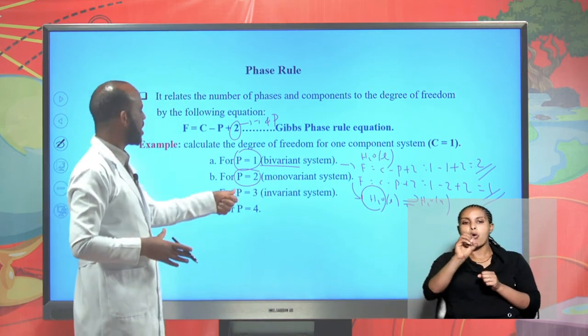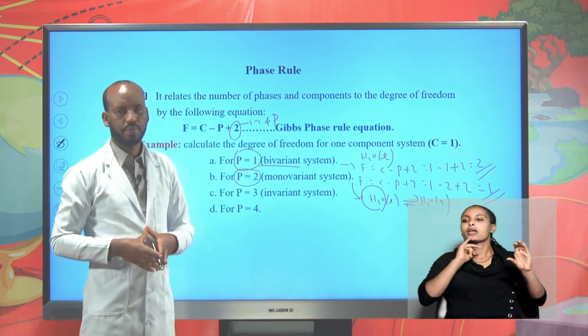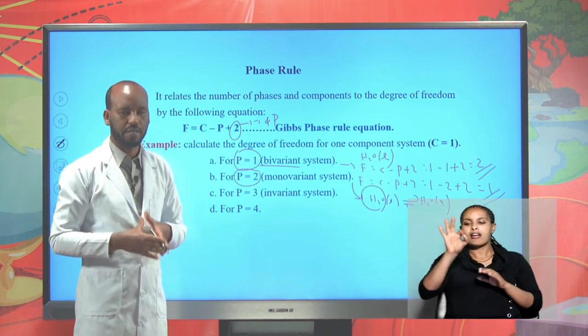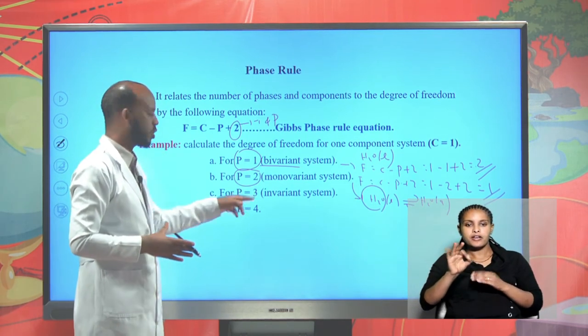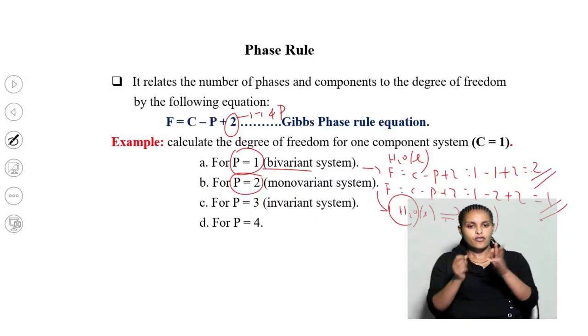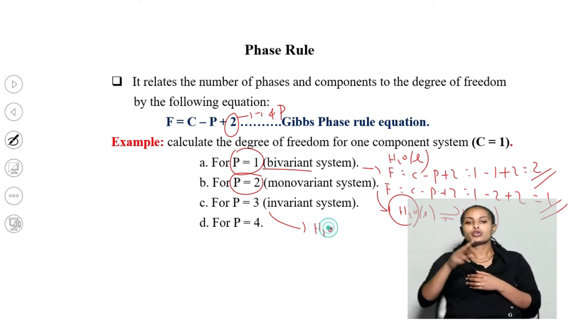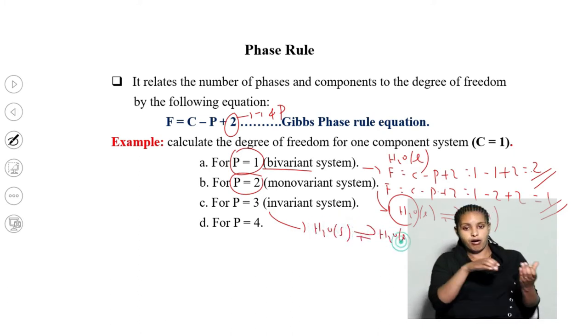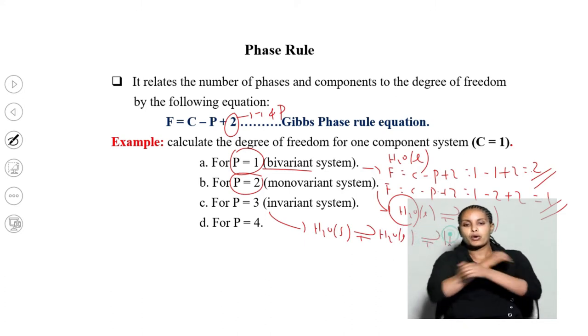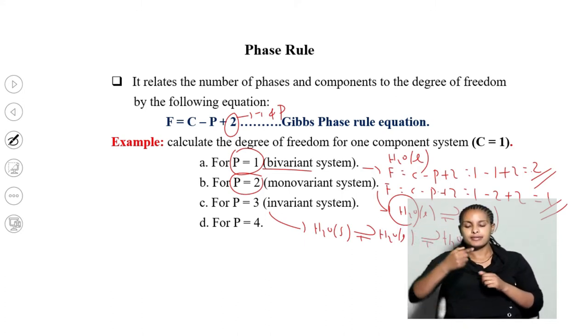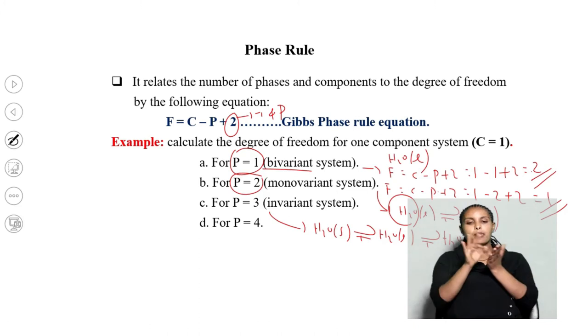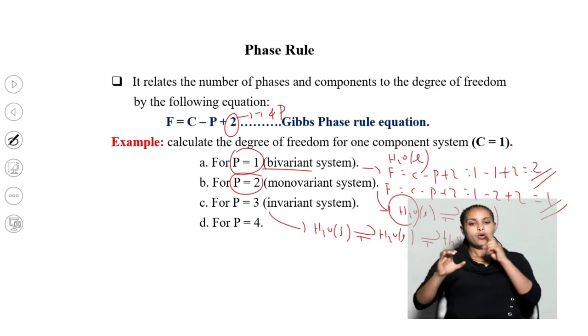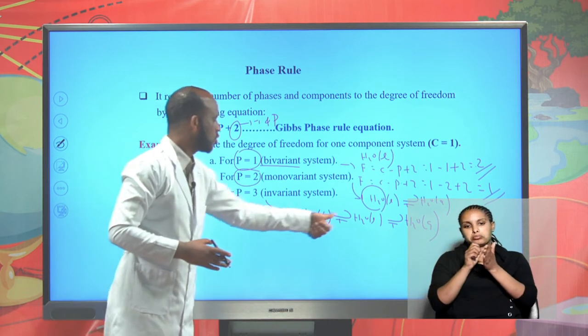For P equals 3, what is the degree of freedom? Phase equals 3. For example, water H2O solid in equilibrium with water liquid, H2O liquid, in equilibrium with water gas. Now, the number of components C is 1 because there is only one chemical species, one pure substance, which is water.